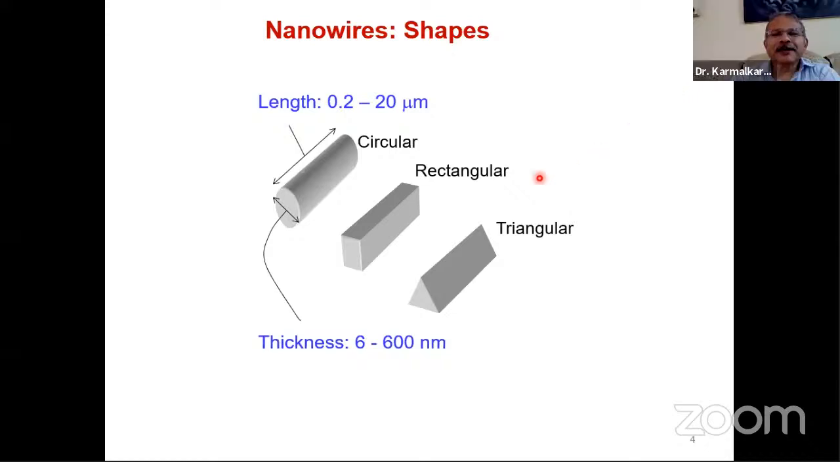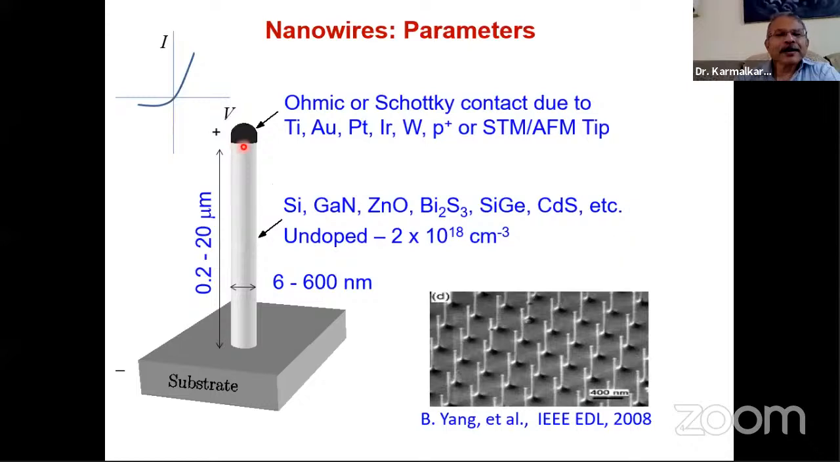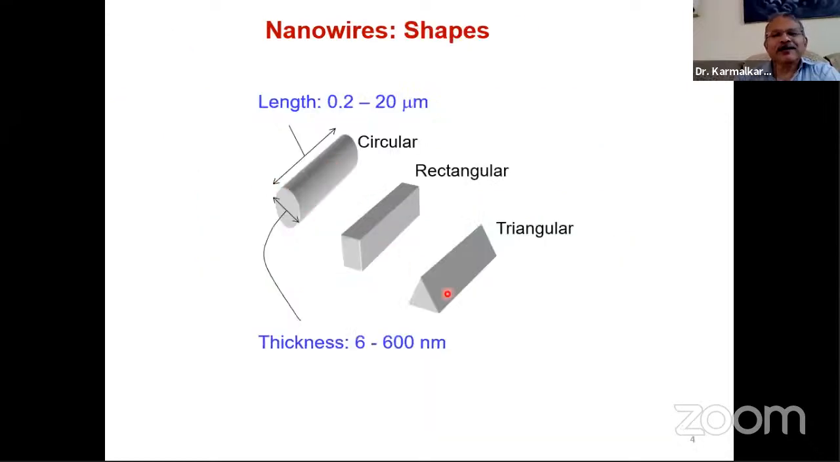Okay, these are the shapes of the nanowire. The cross-section of the nanowire can be circular, rectangular or triangular, right? And the thickness can be 6 to 600 nanometers, and the diameter length, as I've already told you, 0.2 to 20. So for example, this wire, if I take a cross-section, how will it look? It can be any of these.